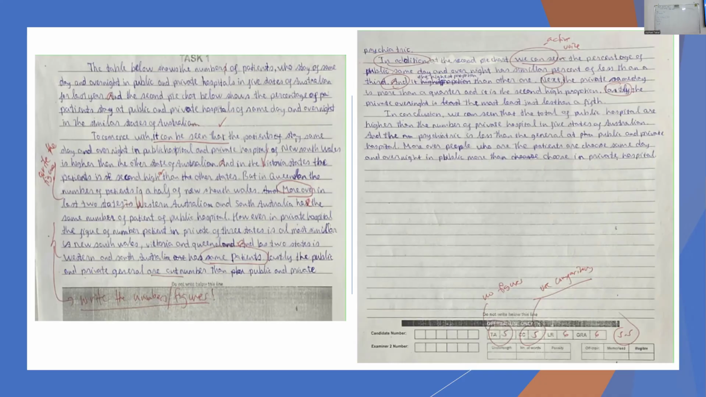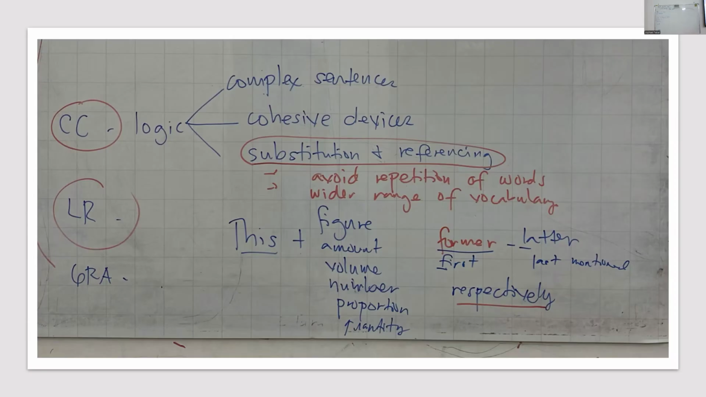Now, if you check the model answer here from the student, if you check here the CC, or cohesion and coherence, the candidate got a score of around 5 in cohesion and coherence. Now we're going to explore the reason behind getting a score of 5 in cohesion and coherence. Okay. Now there are three things that one must consider in improving the score in cohesion and coherence.